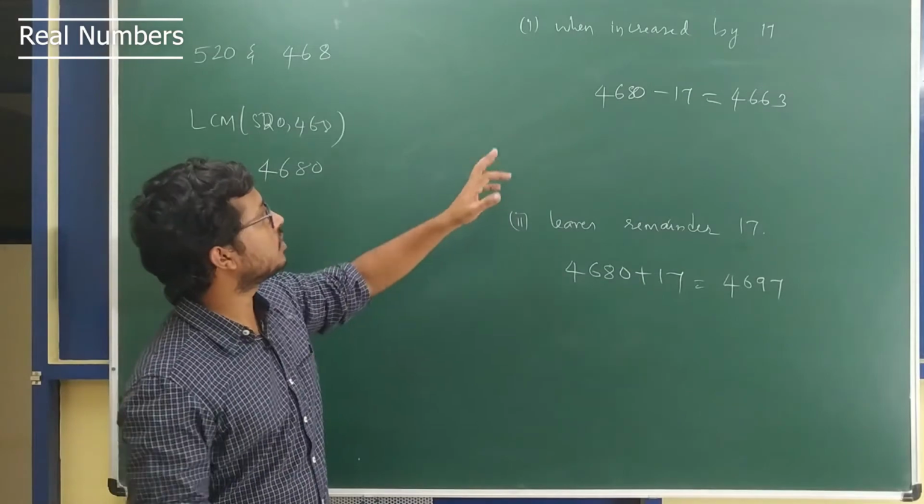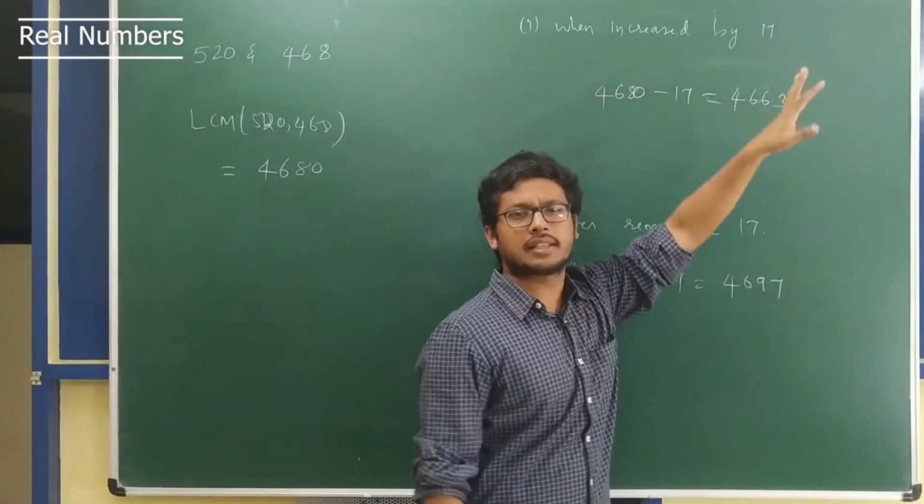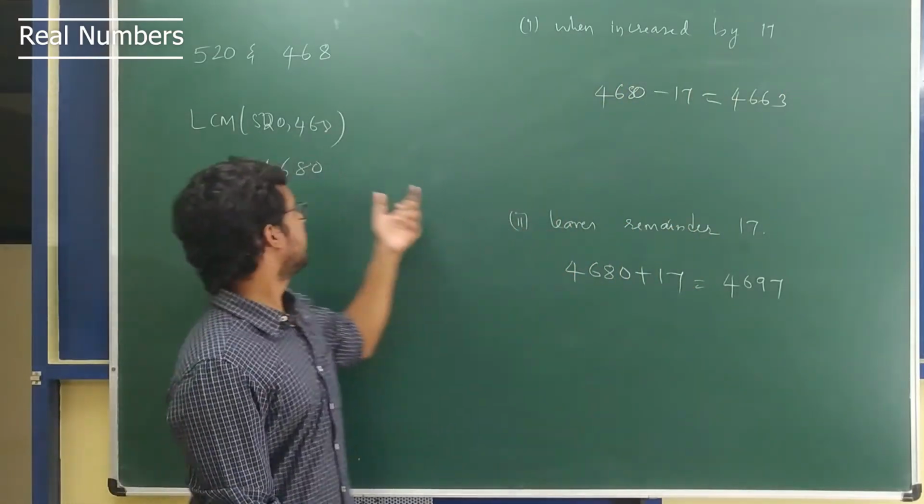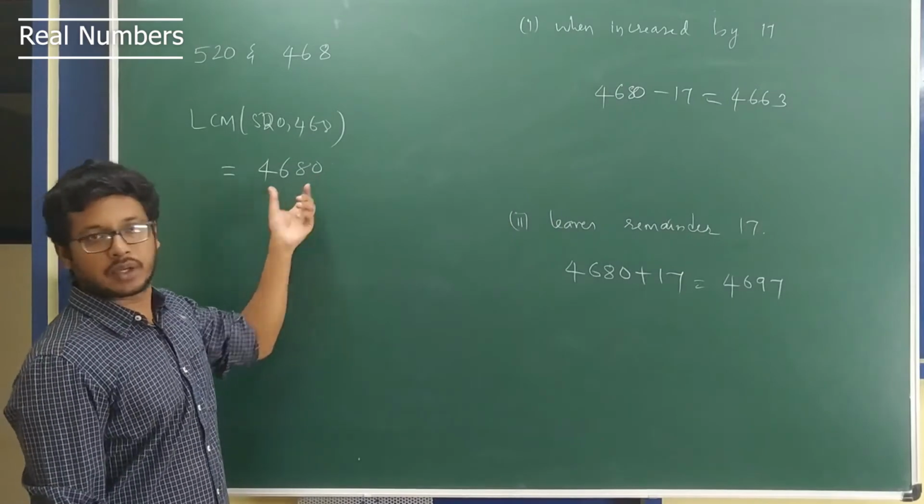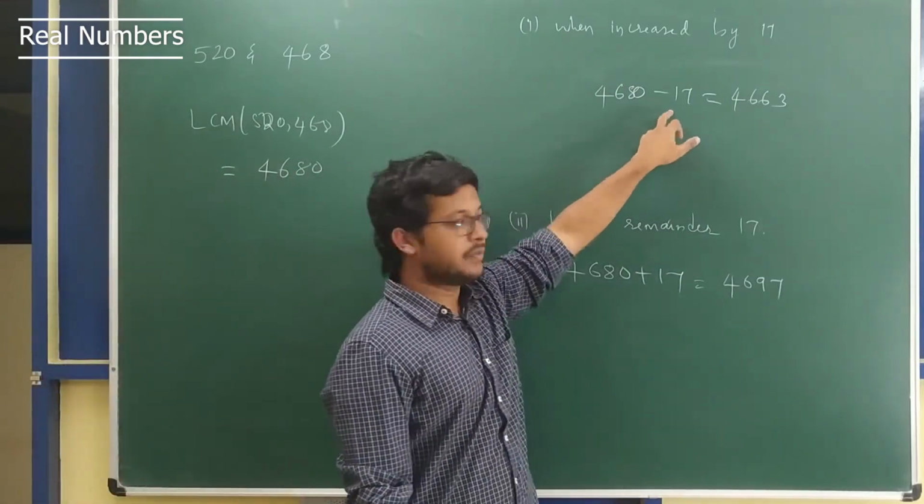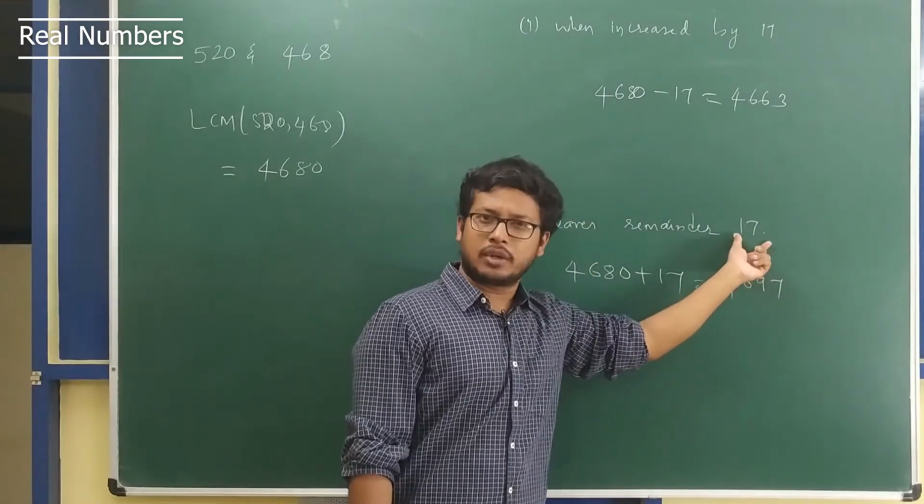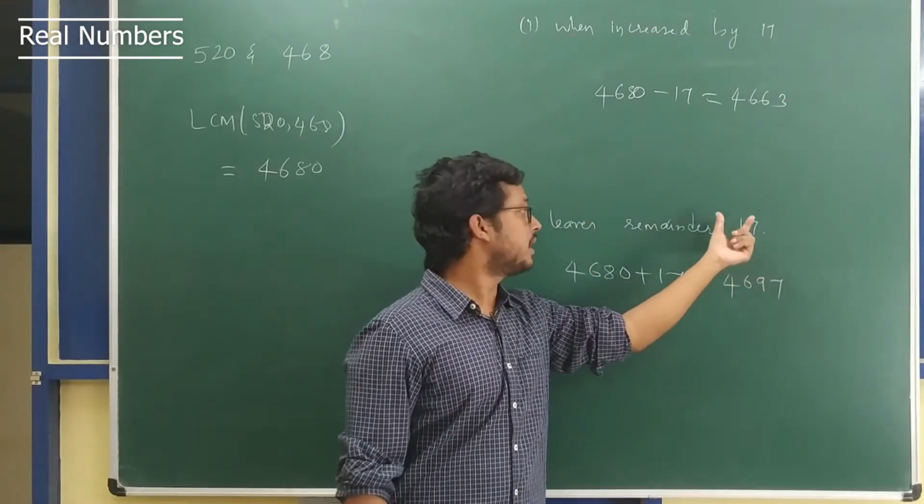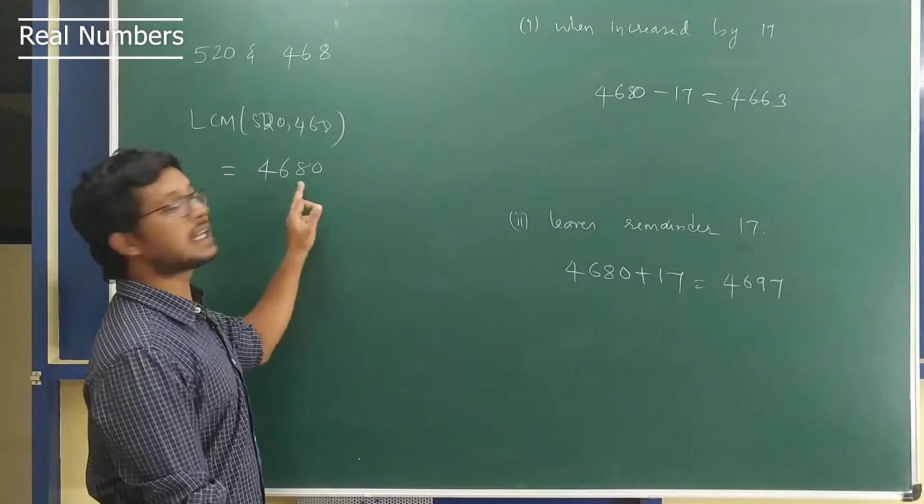So what did we do here? When the question says "when increased by some number," we are thinking of a number smaller than this one, because after increasing we want it to be divisible. So we subtract the number. Here we want the remainder to remain something. So if the remainder has to remain something, then the number has to be greater than this one.